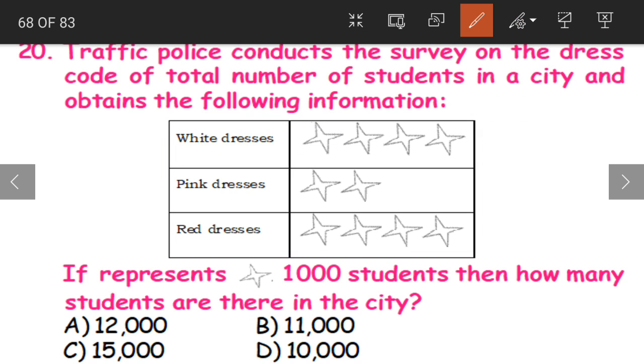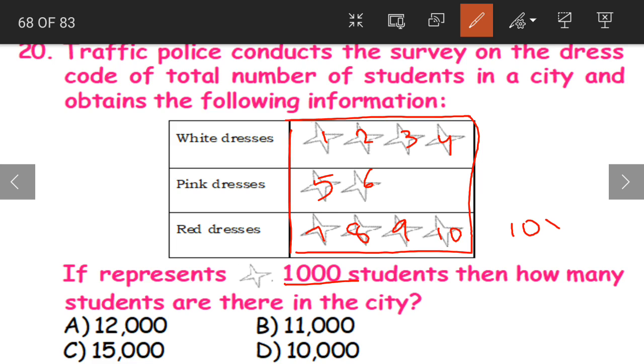So for this what should we do, children? We should count the total number of stars. 1, 2, 3, 4, 5, 6, 7, 8, 9, 10. In total, there are 10 stars. Each star represents 1000 students, so the total number of students will be equal to 10 into 1000. That is nothing but 10,000 students.